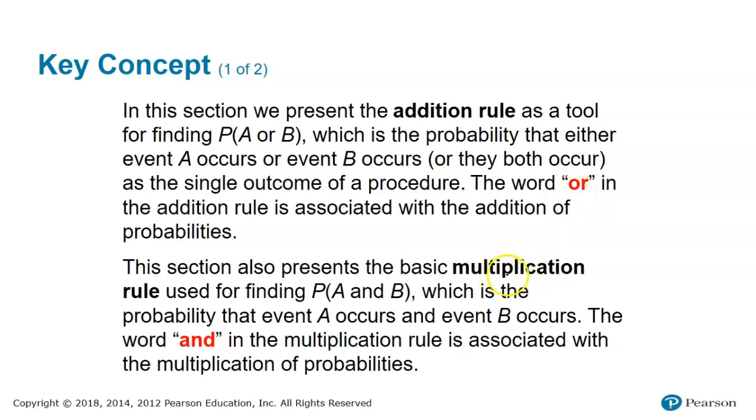The multiplication rule is going to be where we find the probability of both A and B occurring. Okay, so we want to know the probability when they're both going to be occurring like that, and the key word is and for that.